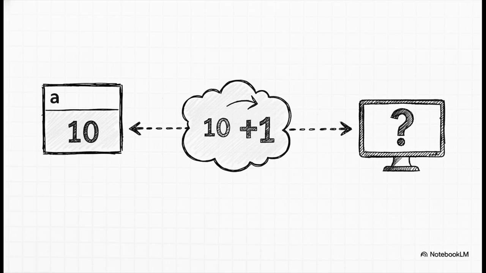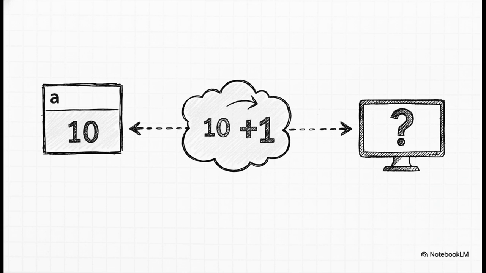Easy enough. Now for that weird command, A equals A plus 1. The computer looks at the right side first. It says, what's the current value of A? Well, it's 10. Okay, add 1 to that. That gives us 11. Then the assignment command kicks in and tells it to put that new result, 11, back into the A box, replacing the old value.